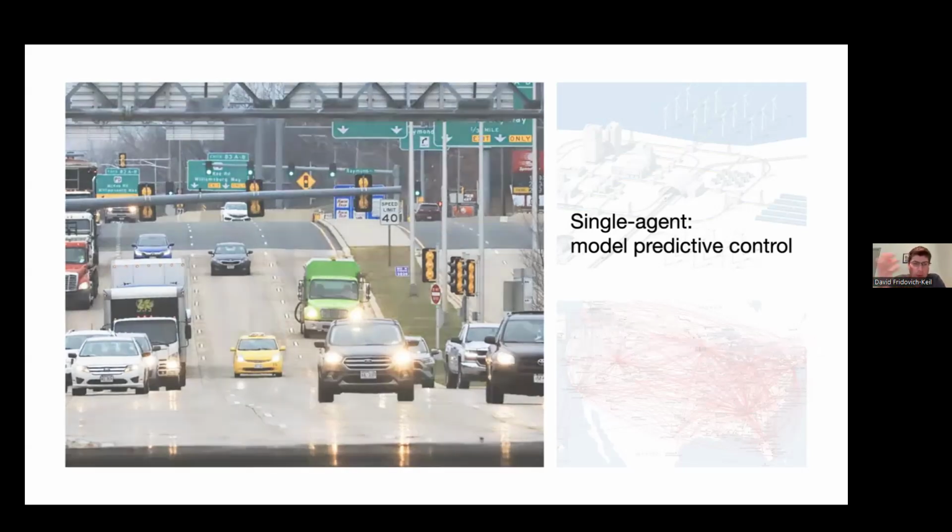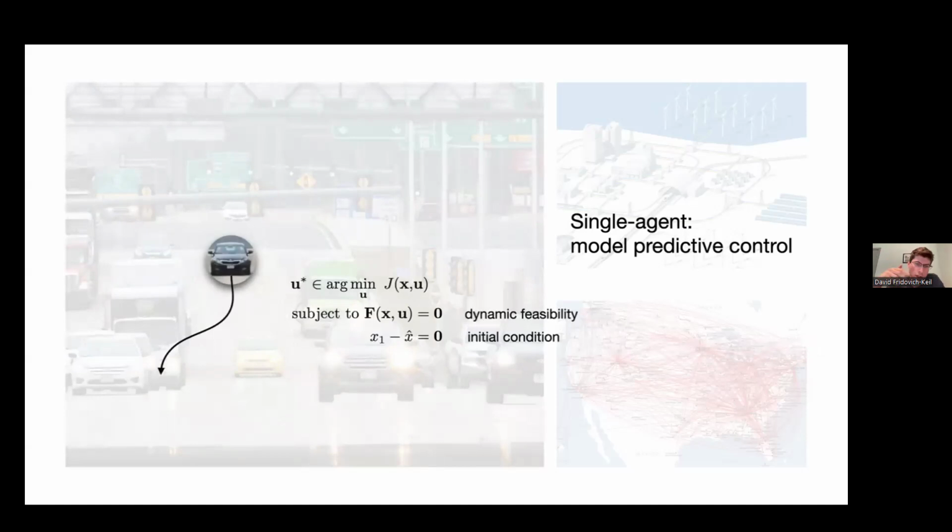In this model predictive control viewpoint, you're the black car here, and you're trying to make a lane change. You look around you and decide, okay, based on the lane geometry and where the other cars are and whatever else, I'm going to cook up an objective function J here.